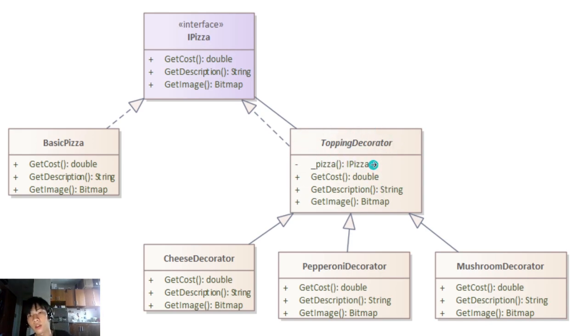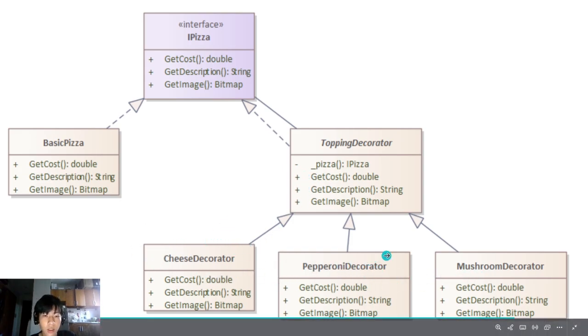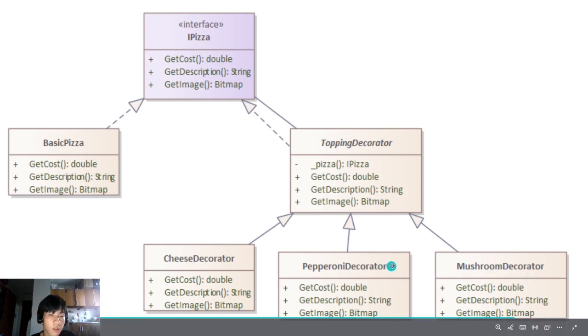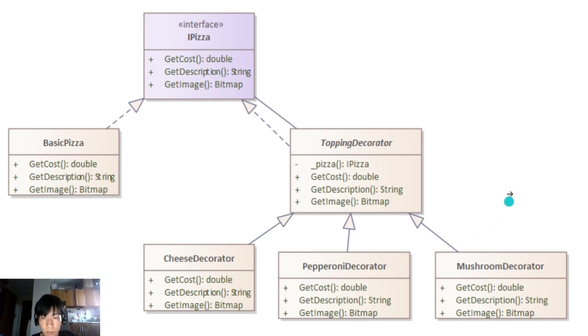The right one is the ToppingDecorator, or we can say the base decorator. It also implements IPizza, so you can say that it wraps a pizza. The three at the bottom are our concrete decorators: CheeseDecorator, PepperoniDecorator, and MushroomDecorator. Each one has its own cost, image, and description.